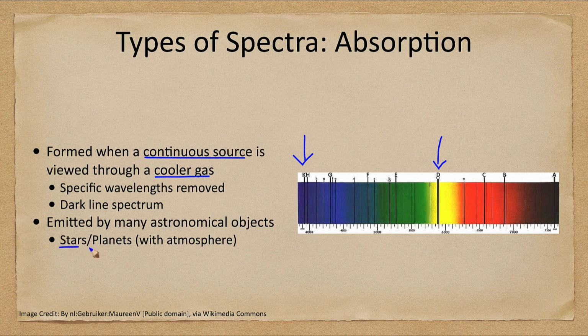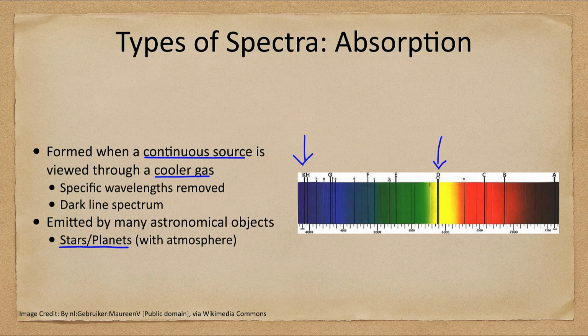So if we look at stars and planets with the atmosphere, we would get a spectrum like this. So this is what we would see for the sun. And again, that tells us at least some part of telling us what the sun is made up of. At least we can know what material is present there.